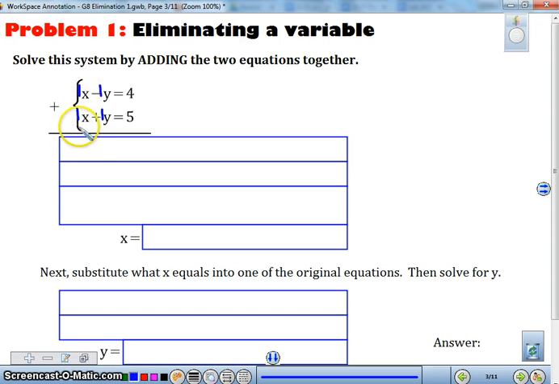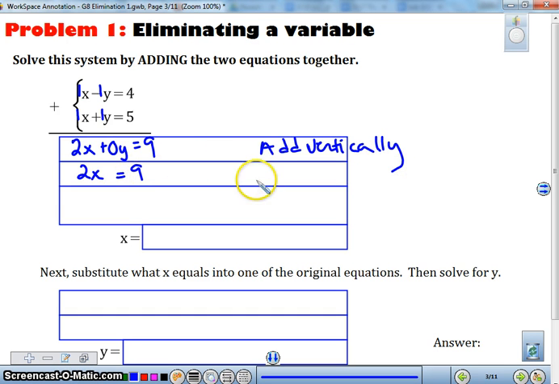So if we do that, 1x plus 1x gives us 2x. Negative y plus positive y gives us 0y. And 4 plus 5 gives us 9. So we now have 2x plus 0y equals 9. We are simply adding vertically our two equations. Once we add those, our next step is to simplify, because 0y actually equals 0.